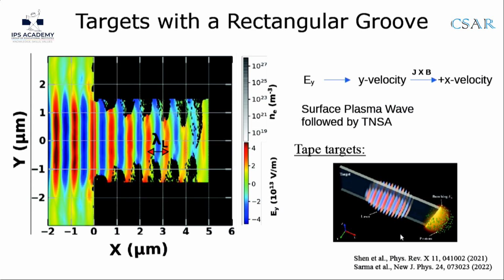Okay, so now what is happening here is that once you have a rectangular groove, you can see that as the laser pulse is going in, it is having a grazing incidence on both the upper and lower surfaces, and as it is propagating, it continuously ejects electrons from the surface of the groove. You can see the Ey is generating the y velocity in electrons, ejecting the electrons, and J cross B is then pushing them in the forward direction towards the rear of the target. And these electrons can then eject outside the target, creating a very efficient sheath field.